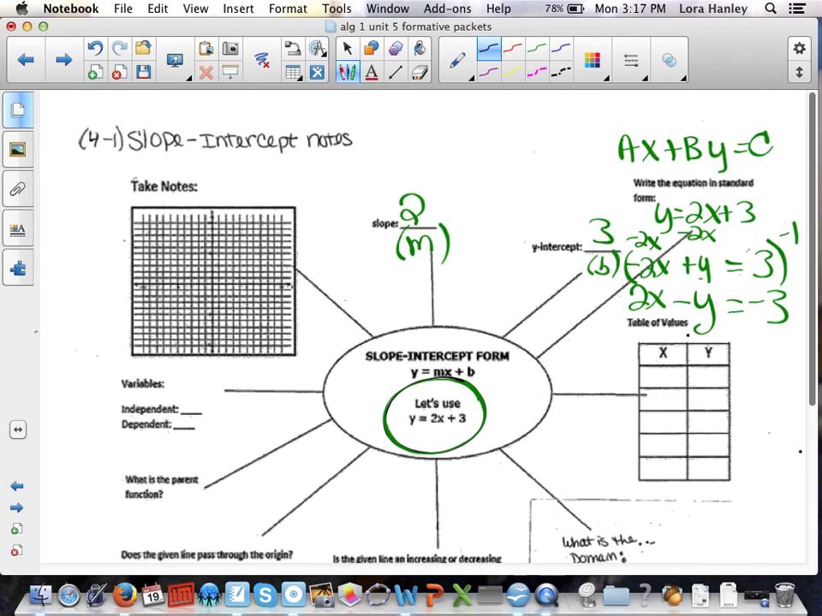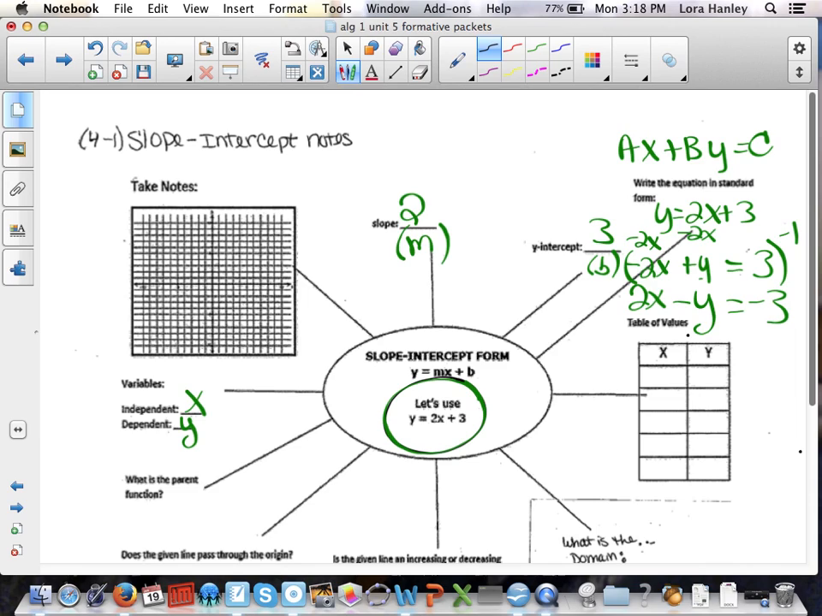Now let's go to the other side and talk about the variables. From the beginning of the year, we talked about independent and dependent variables, which can stand alone and which depends on something else. In this case, your x is standing alone. Those are what you choose to substitute in, and your y is the dependent variable. So now that we've looked at all of those, let's take a second and fill in a table of values.